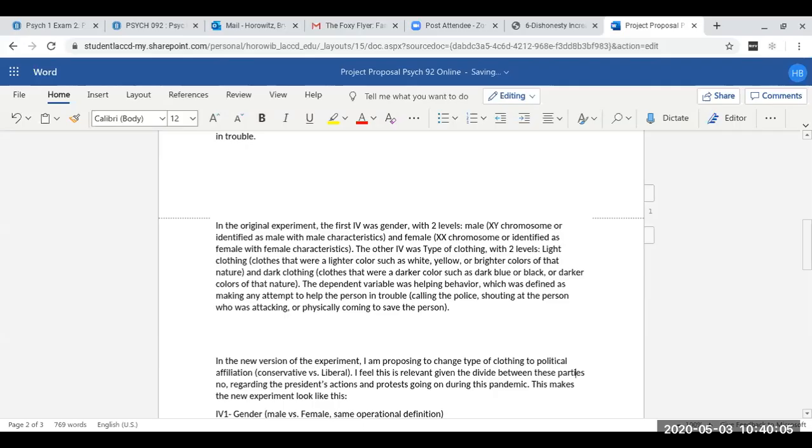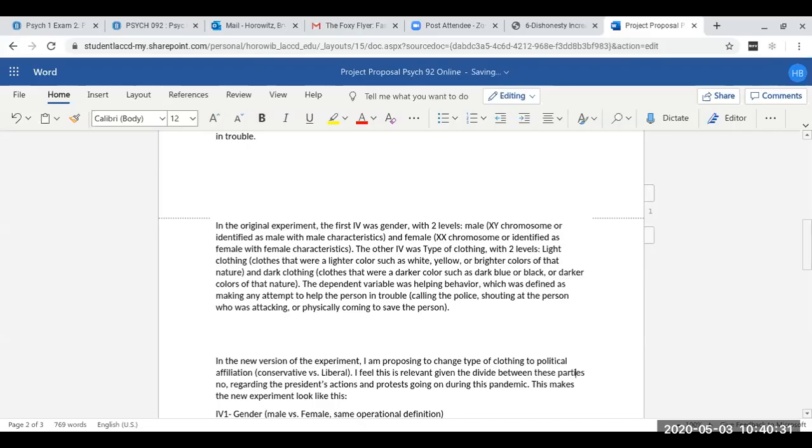The other IV was type of clothing with 2 levels. Light clothing, clothes that were a lighter color, white, yellow, or brighter colors of that nature. And dark clothing, clothes that were a darker color, dark blue, black, or darker colors of that nature. The dependent variable was helping behavior, which was defined as making any attempt to help the person in trouble, whether it's calling the police from your cell phone, shouting at the person who was attacking to scare them, or physically coming to try and save this person.